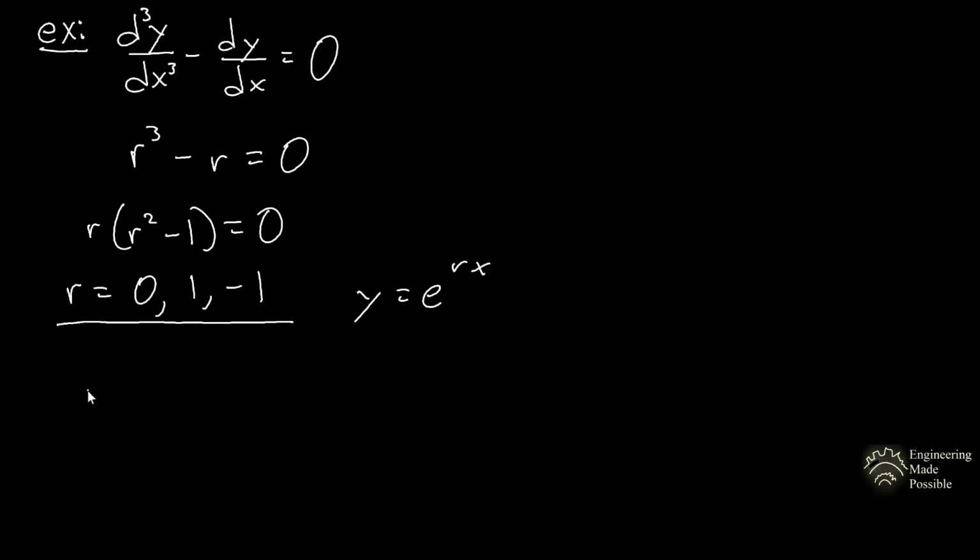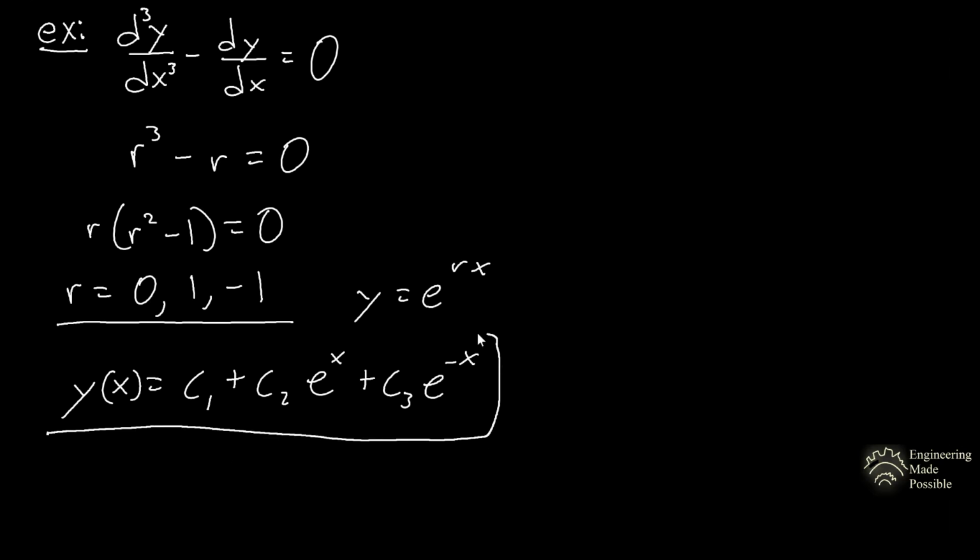So the general solution for this particular example would be y of x is equal to c1 times e to the power of 0 times x. So any power to 0 is equal to 1. So you just have c1 plus arbitrary constant c2 times e to the x. In this case, it will be r is equal to 1, plus arbitrary constant c3 times e to the negative x, so r equals negative 1. So this is nothing more than the linear combination of those roots that we found in the form e to the power of r x. And this is how you solve the homogeneous higher order differential equations with constant coefficients.